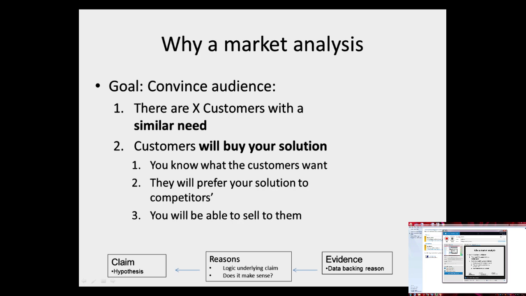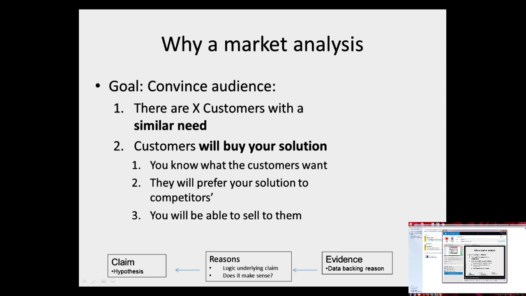So your goal is to convince your audience who's reading your business plan of two things. First, that there are some number, so I put X there, of customers with a similar need. That's why you have to do the target market steps first, so that you really understand customer needs. And then second, that they will buy your solution. So you have to convince the reader that you know what the customers want, they're going to prefer your solution, and you'll be able to sell to them.